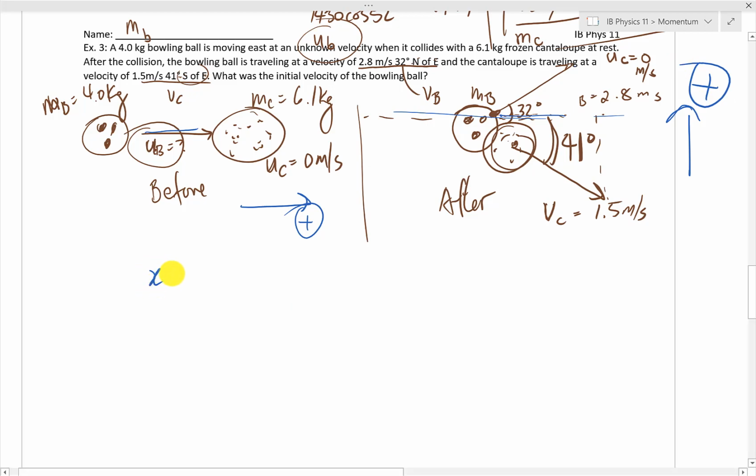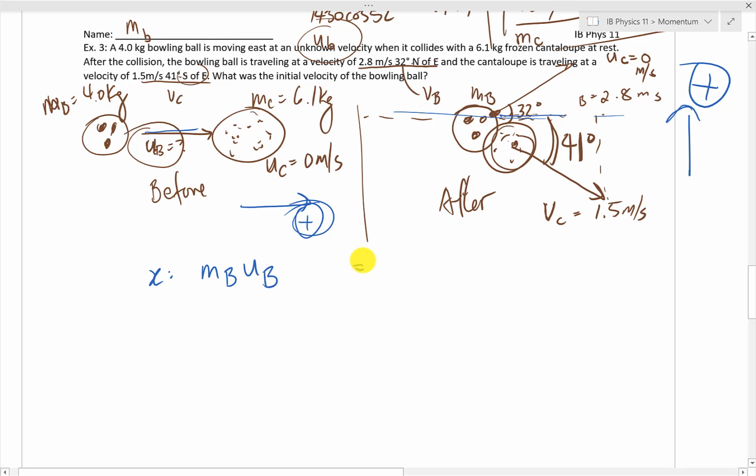Let's start off with the x direction. First of all, we have the bowling ball going just east. So that's positive. So that's the mass of the bowling ball times its unknown velocity in the very beginning. The cantaloupe has 0 momentum, so we don't even put that in anywhere.